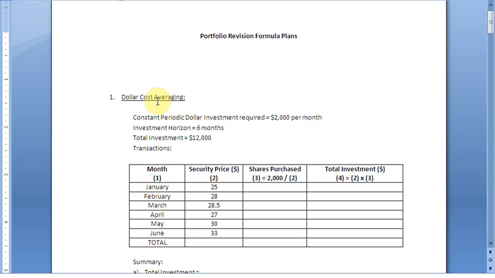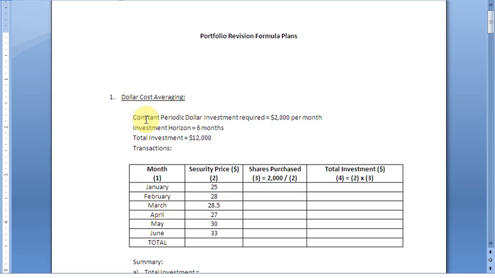Dollar cost averaging is a passive buy and hold strategy in which periodic dollar investment, as I said before, is held constant. This means that as the price of the security declines, we buy more securities and vice versa. The motivation behind this strategy, ladies and gentlemen, is pretty simple. The motivation is to have the value of investment grow over time, as we will see when we fill out this little table here. To do so, we assume a few numbers.